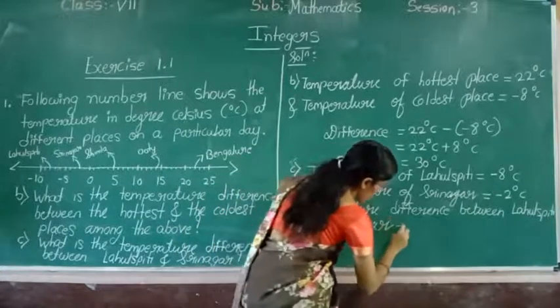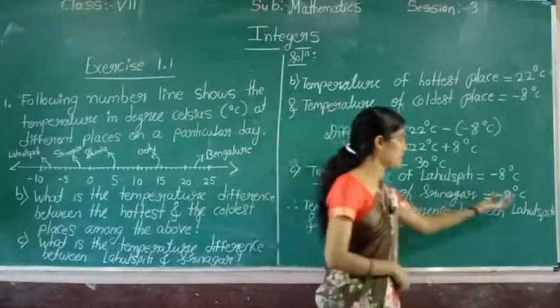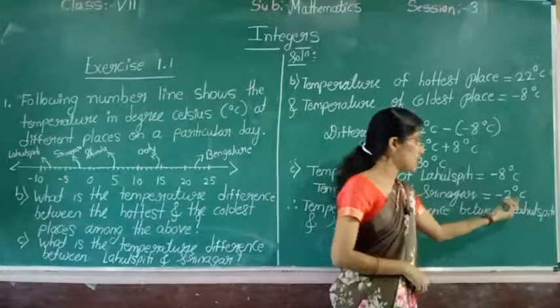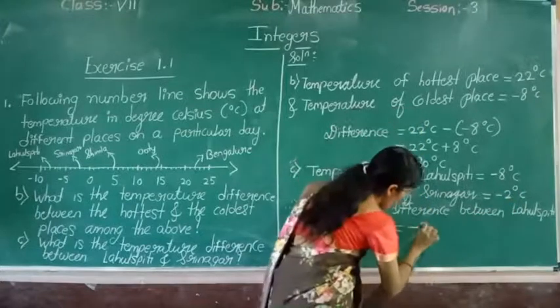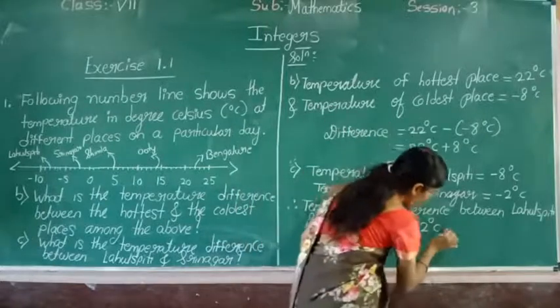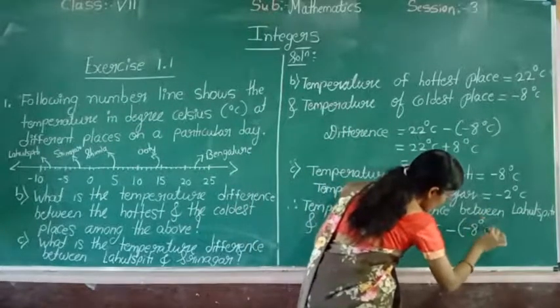Now see, whenever we are taking the difference, we have to take a bigger value. Here, minus 8 is bigger or minus 2? Definitely minus 2 is bigger. Minus 2 degrees Celsius, they ask temperature difference, means here minus will come in bracket, minus 8 degrees Celsius.